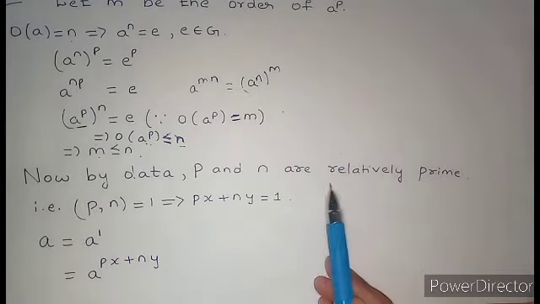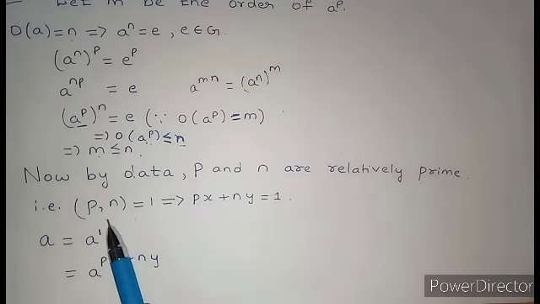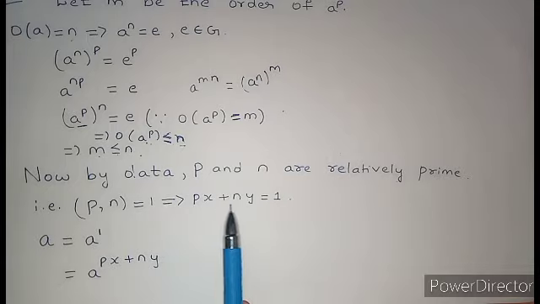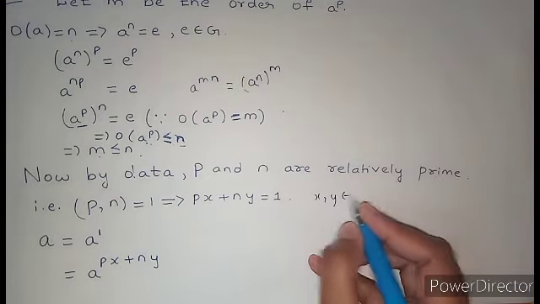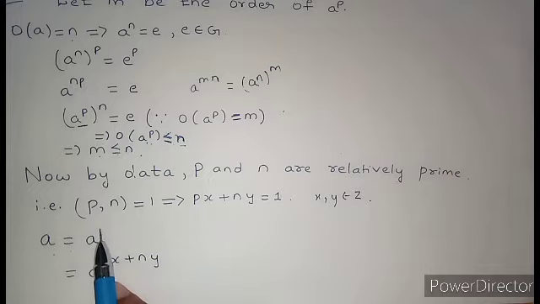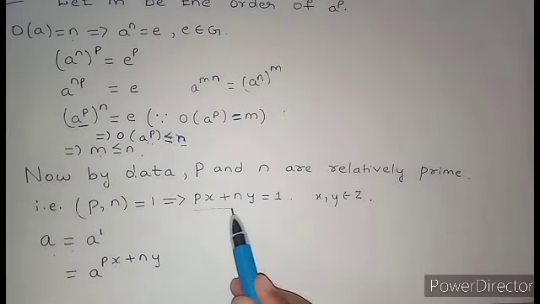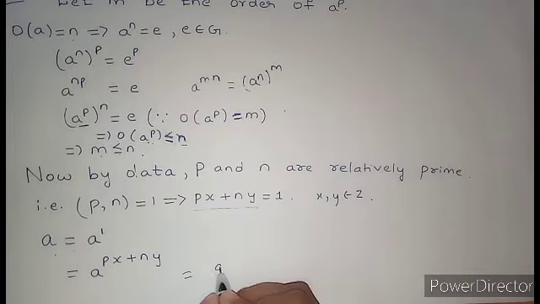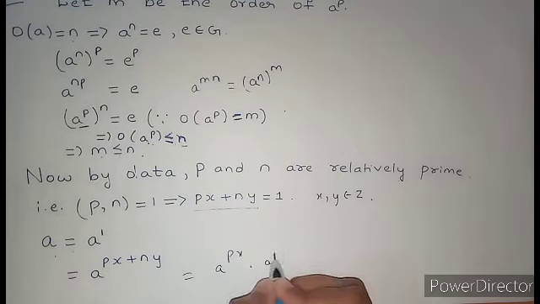Now, by data, p and n are relatively prime, right? So (p, n) = 1. In the previous video, I explained that it can be expressed as a linear combination. So px + ny = 1, where x, y belong to the integers Z. Okay. Now, a is equal to a^1. a can be written as a^1. a is nothing but a^1 only, right? Here 1 is equal to px + ny. Now split this: a^(px) times a^(ny), right?